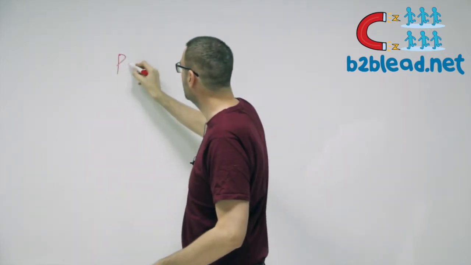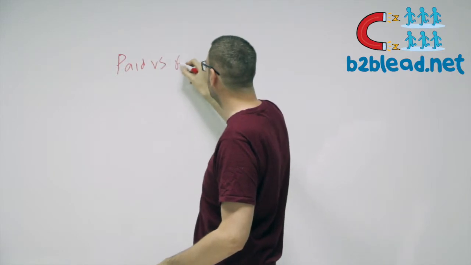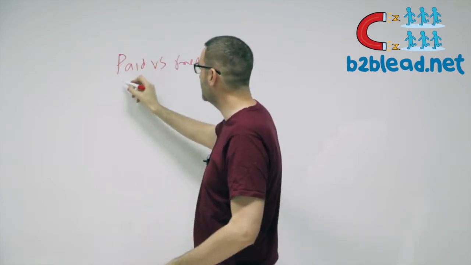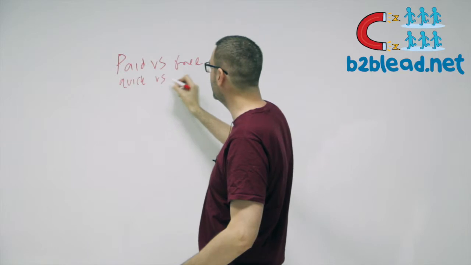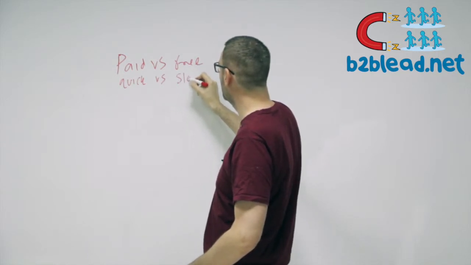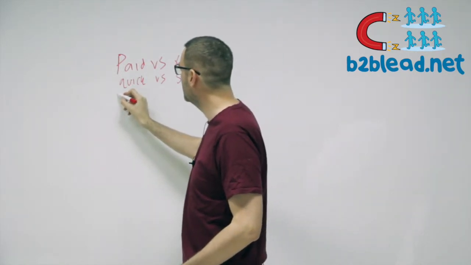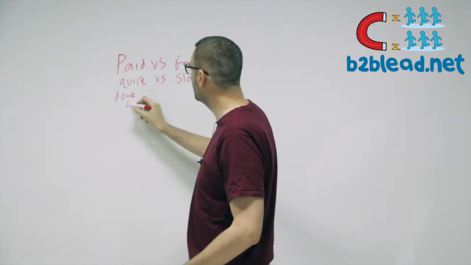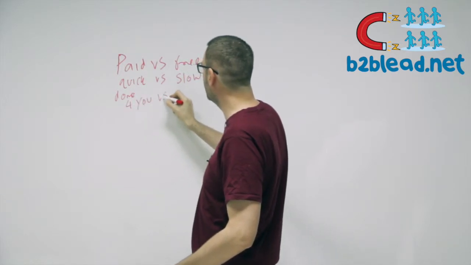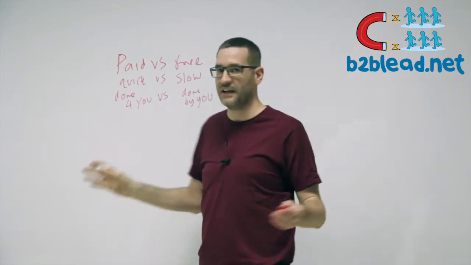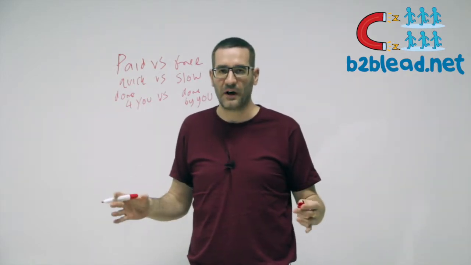Okay, so you've got different types of lead generation. You've got paid versus free, which is basically quick versus slow, or done for you versus done by you. Okay? So that pretty much explains itself anyway.